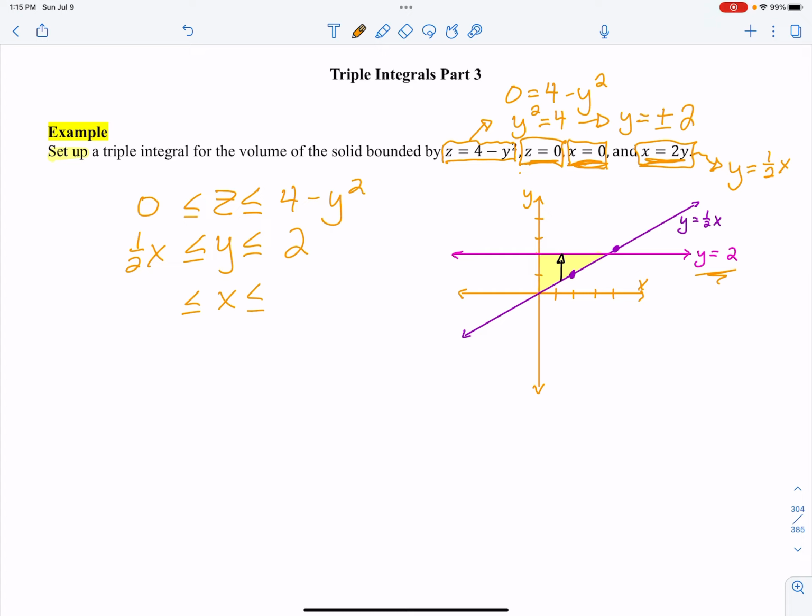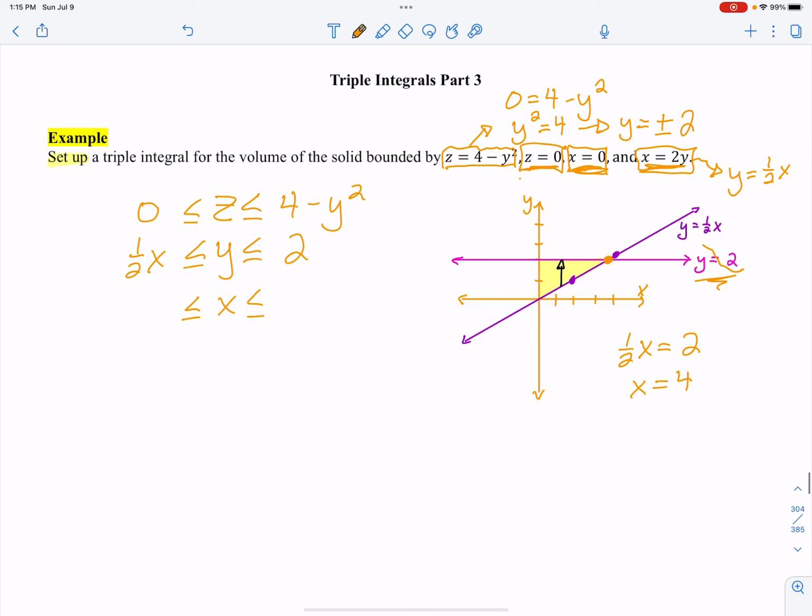Now, for x, we have to figure out where they intersect. So we have to set these two things equal. So 1/2 x equals 2. Well, that's just x equals 4. We took these two lines and set them equal to each other, and that told me the intersection point. So I know x starts at 0 and goes up to 4.